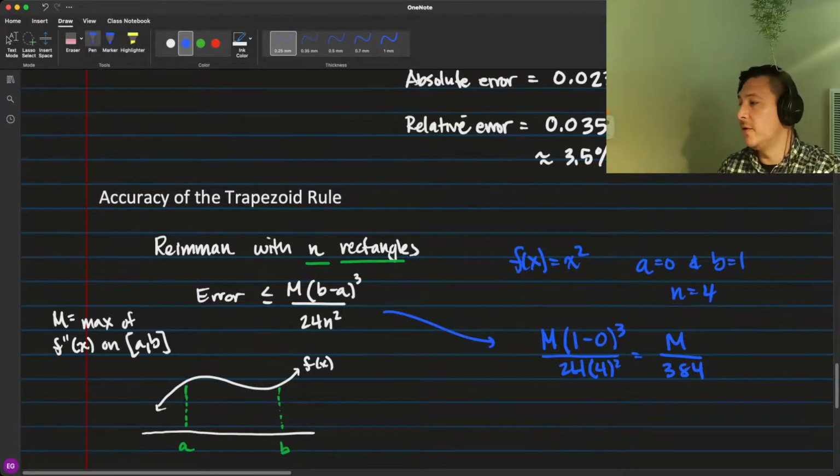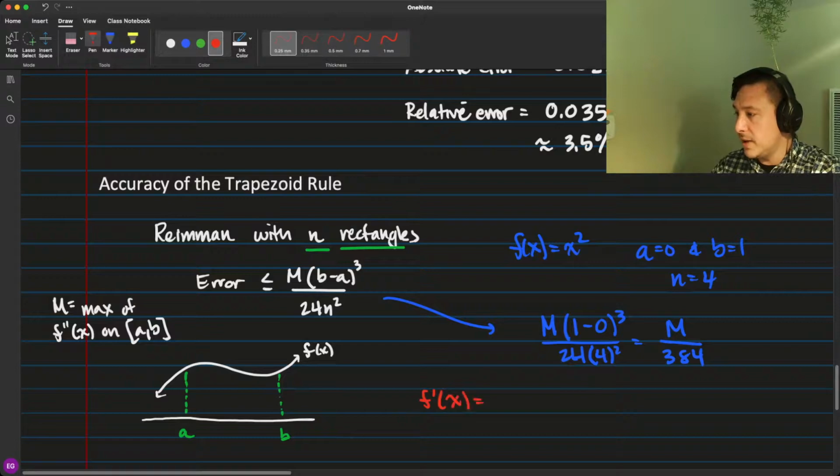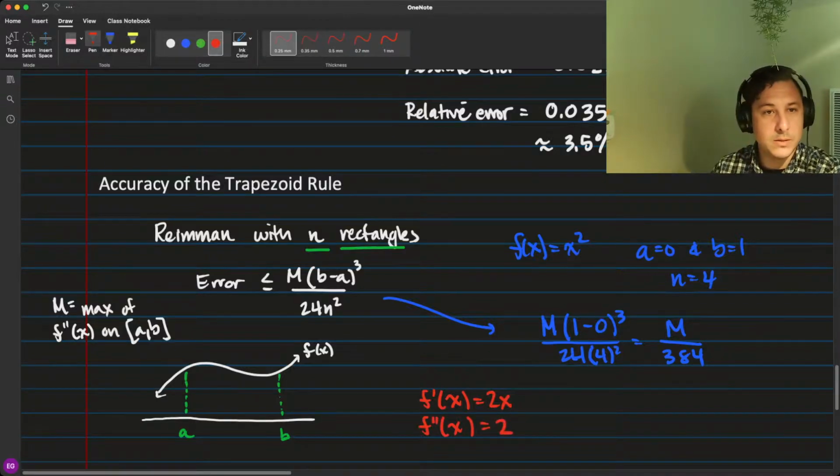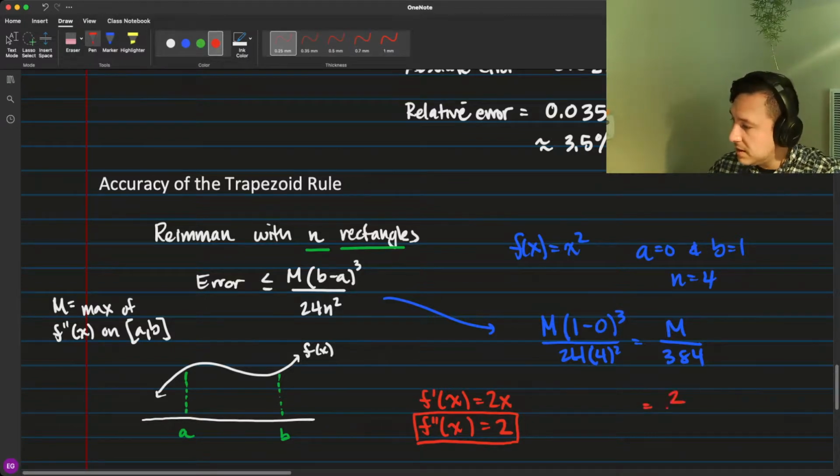Now, this one's more straightforward. If you start calculating the derivatives, the first derivative of x squared is 2x. What's the second derivative going to be? Just 2. So what's the biggest that the second derivative can get? What's the largest value my second derivative is capable of taking? 2, right? So you would just plug that in, and you would get 2 out of 384.